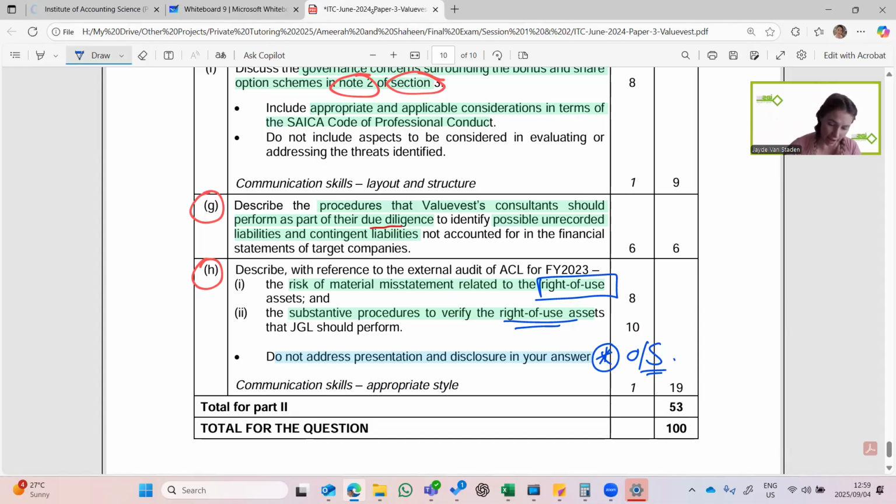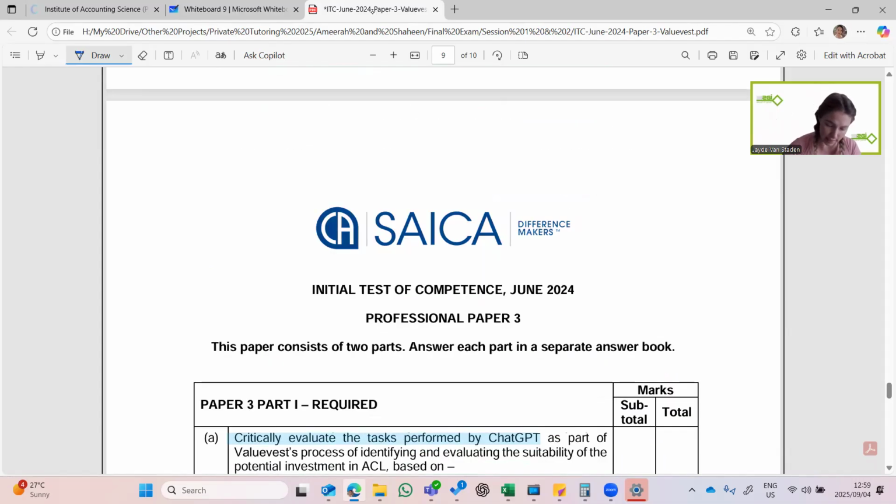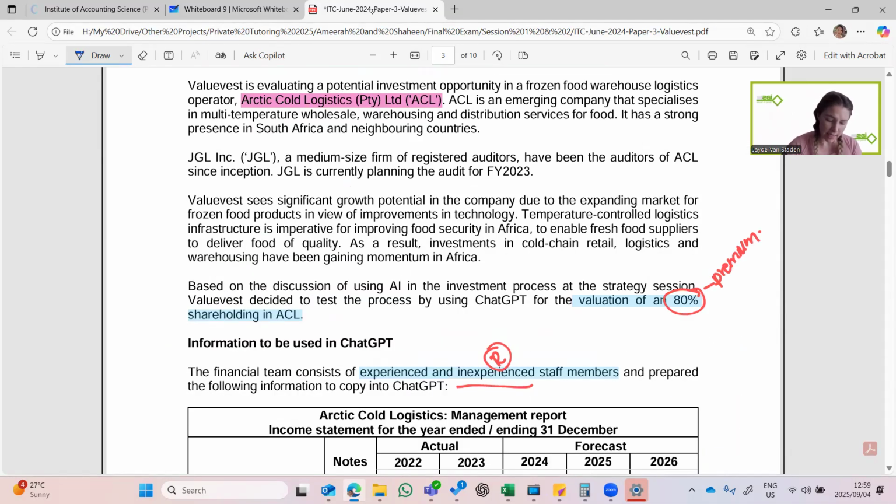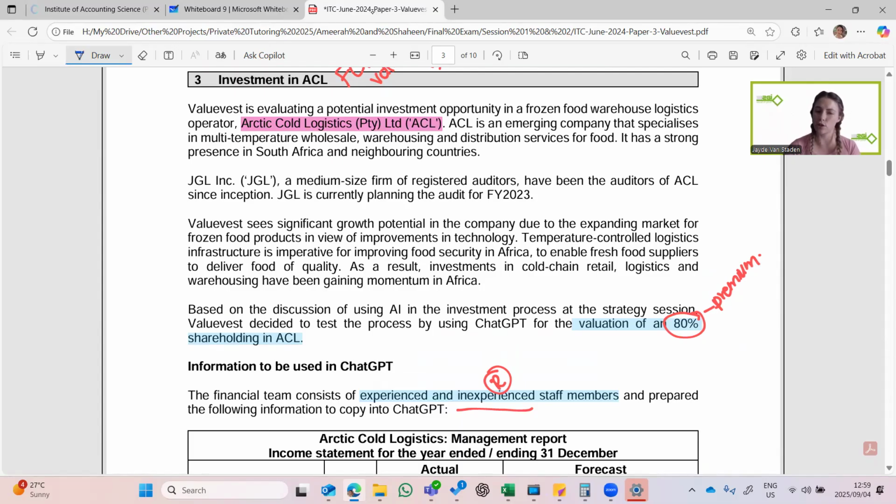So let's actually go and have a look at what they tell us in the scenario. At the beginning of all of this, they tell us that the financial team consists of experienced and inexperienced staff members. That is definitely a risk factor, an inherent risk factor, because we have inexperienced staff members on the financial team.